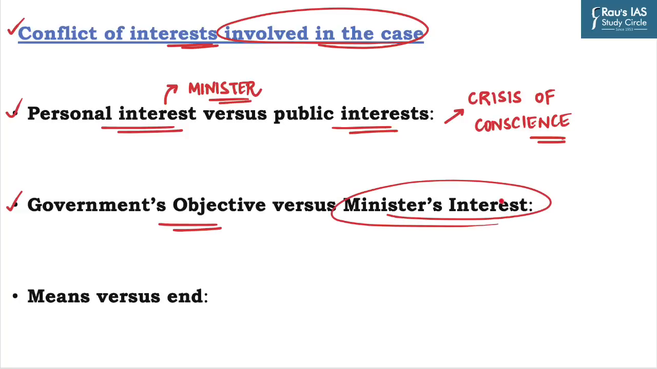The second one is government's objective versus minister's interest. The objective of the government in this project is to minimize the land acquisition and the environmental impact. On the other hand, the minister wants to realign the project to get personal benefits.